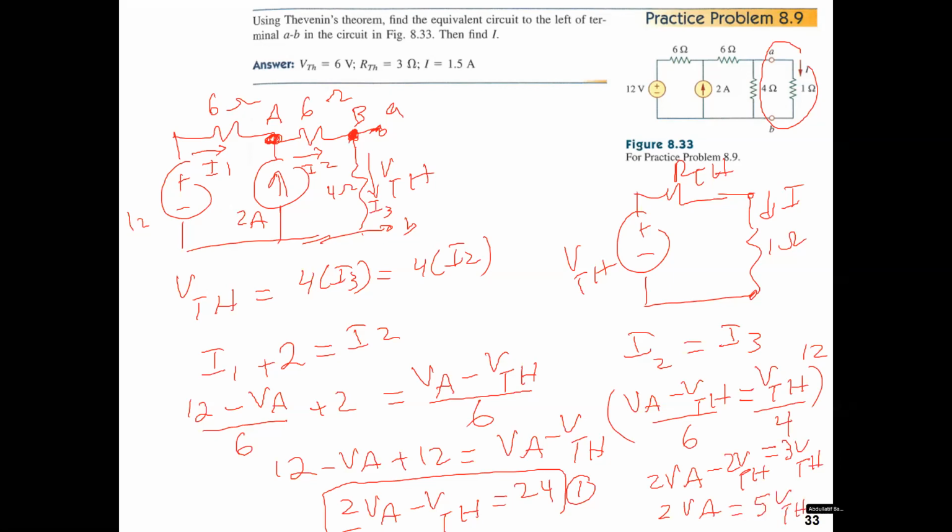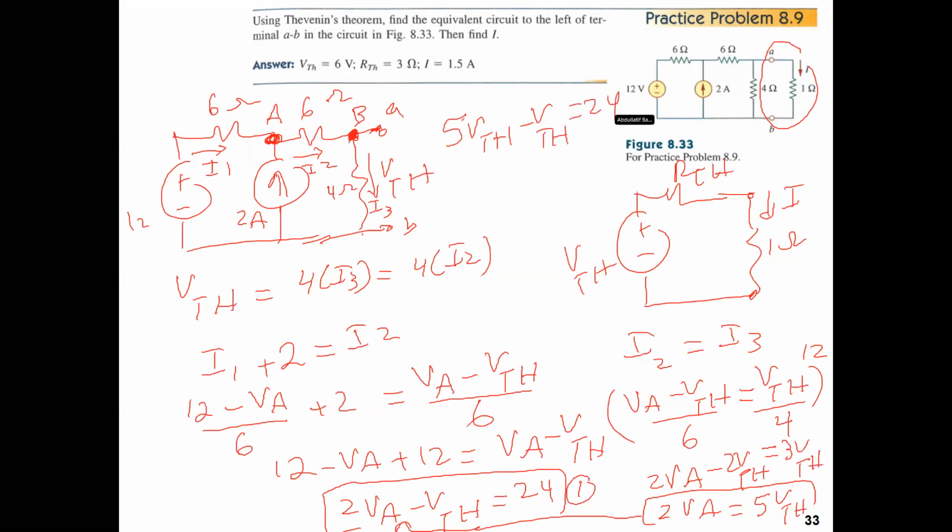Okay. Now we need to plug for VA. So we can replace 2 VA equals 5 VTH. We can plug this value here to get the VTH. So 2 VA will equal 5 VTH minus VTH equal to 24.